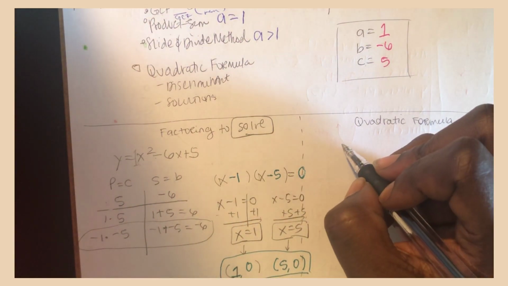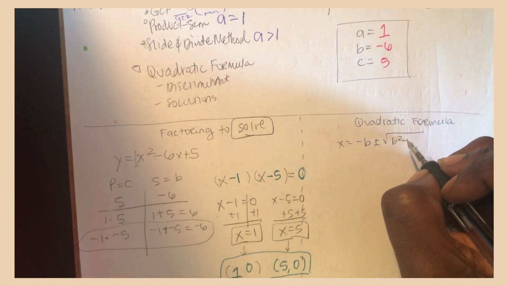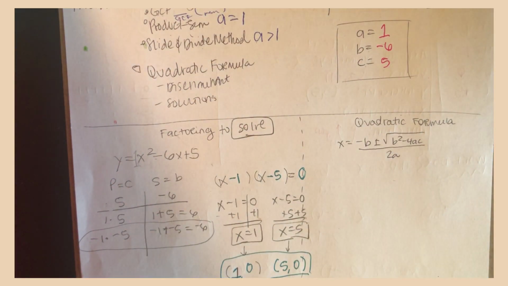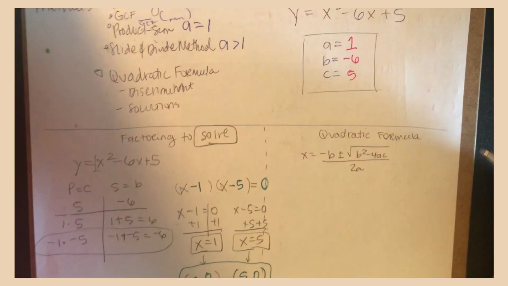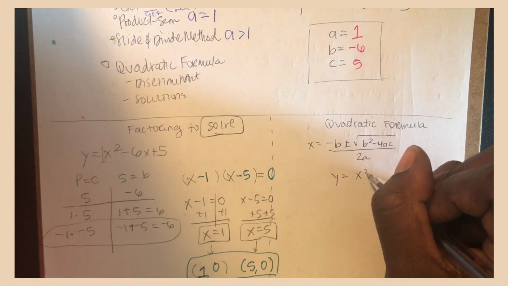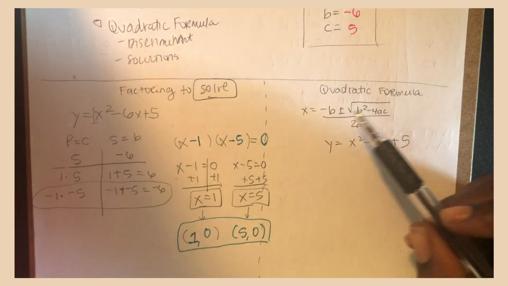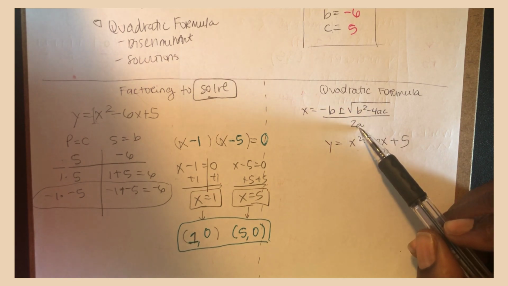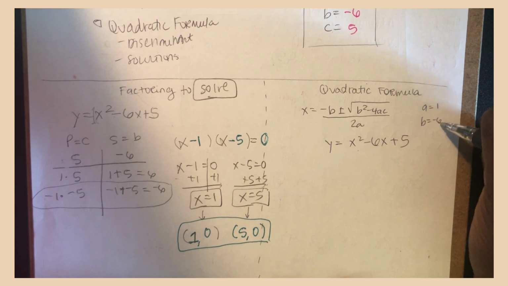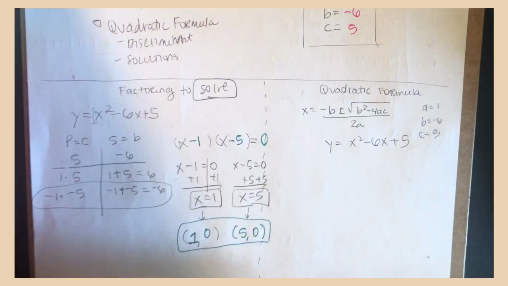So the quadratic formula, we know, is x equals negative b plus or minus the square root of b squared minus 4ac all over 2a. And you don't have to memorize that, but if you did, that's great and awesome. So we're going to use the quadratic formula again on our quadratic equation in standard form that we were given in the beginning. Using the quadratic formula, we need those a, b, and c values. So we have our a is 1, our b is negative 6, and our c is positive 5 this time, correct?